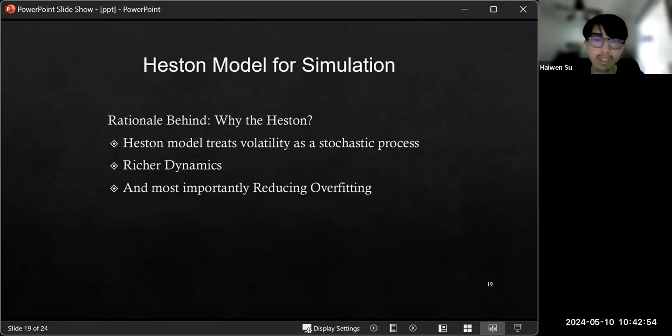And Heston can also reduce overfitting. The Heston model inherently includes additional sources of randomness. It does not depend very much on the number of bases to capture patterns. This will be talked about more later.